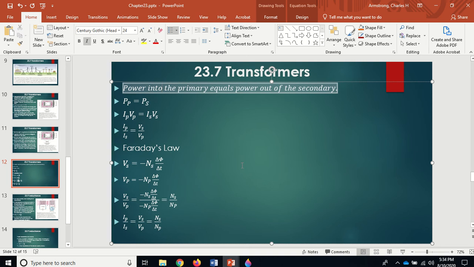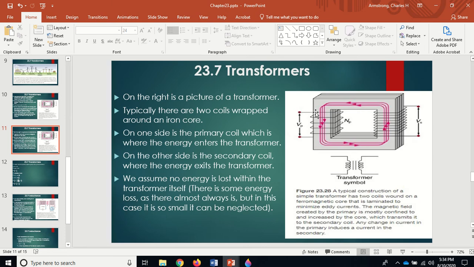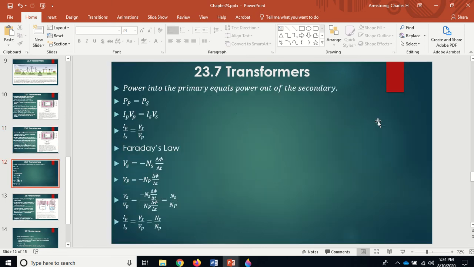Okay, power into the primary equals power out of the secondary. So power primary equals power secondary. We're going to assume all the energy gets over to the other side. All energy per second, all joules per second get to the other side. Now we know power equals current times voltage. So that means the current in the primary times voltage primary equals current secondary times voltage secondary. So we solve it. We get current primary over current secondary equals voltage secondary over voltage primary. We're just rearranging this.